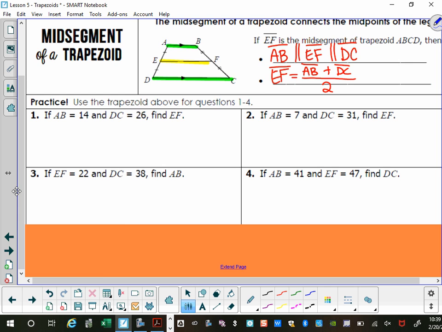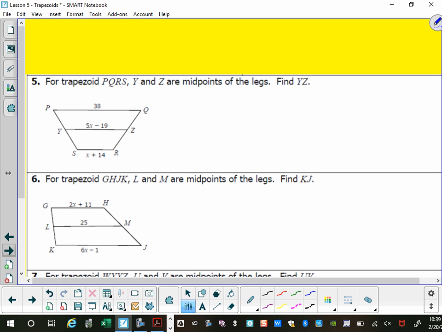All right, let's skip 1 through 4. Let's go to number 5. On number 5, it says for trapezoid PQRS, YZ are the midpoints of the legs. So my mid-segment is this guy. But I know that PQ and SR are also parallel. Here's what we do. I want you guys to copy exactly what I do right now. Let's circle my mid-segment. The mid-segment was 5x minus 19. We're going to write that down on the left side of the equal sign. 5x minus 19. Write this down.